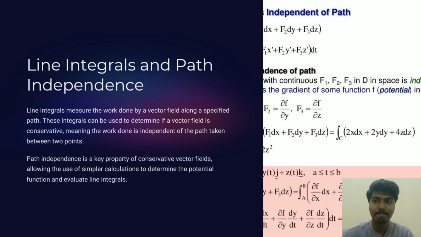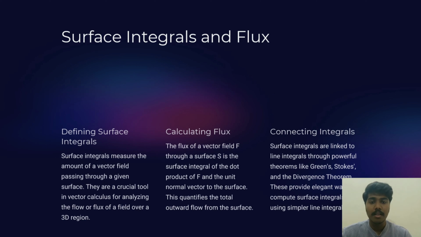So let's move on. Now we are coming to what is surface integral and flux. So defining surface integrals: they measure the amount of a vector field passing through a given surface. They are a crucial tool in vector calculus for analyzing the flow or flux of the field over a 3D region. Then calculating flux: the flux of a vector field F through a surface S is a surface integral of the dot product of F and the unit normal vector to the surface. This quantity is the total outward flow from the surface.